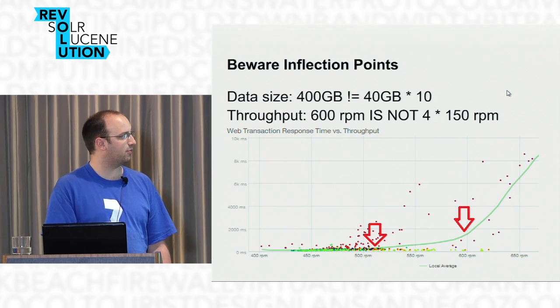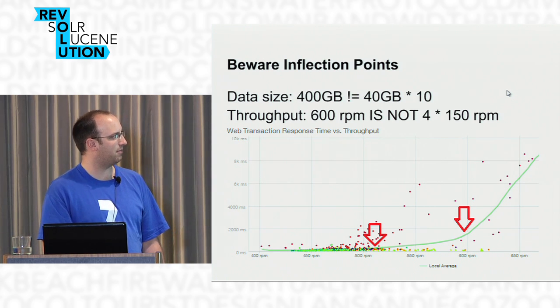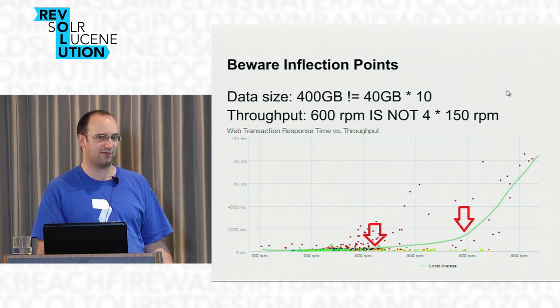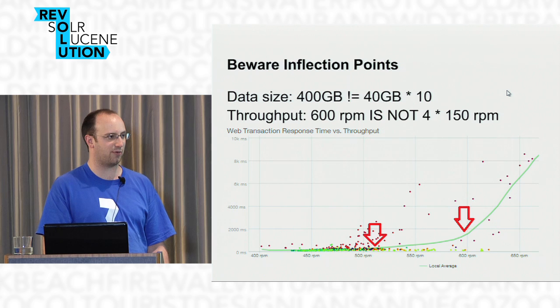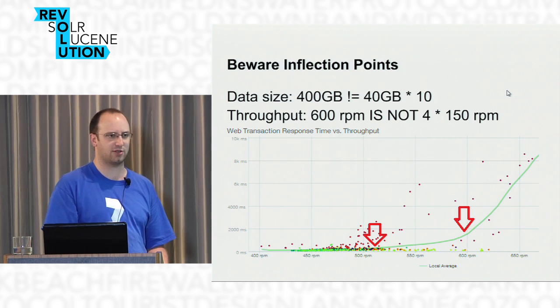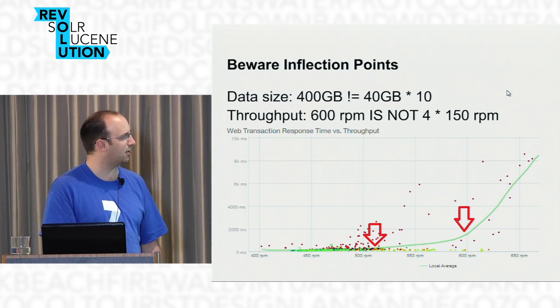And beware your inflection points. As we found out, 400 gigabytes of data is not just 10 times 40. It doesn't behave in the same way. You can't just go, oh, it'll be 10 times slower because we've got 10 times as much data.